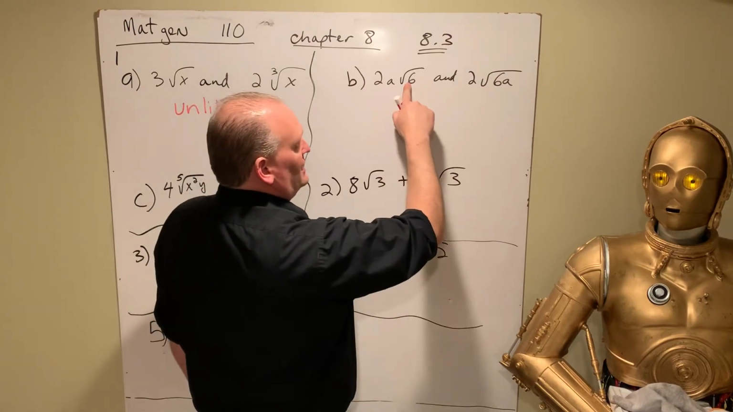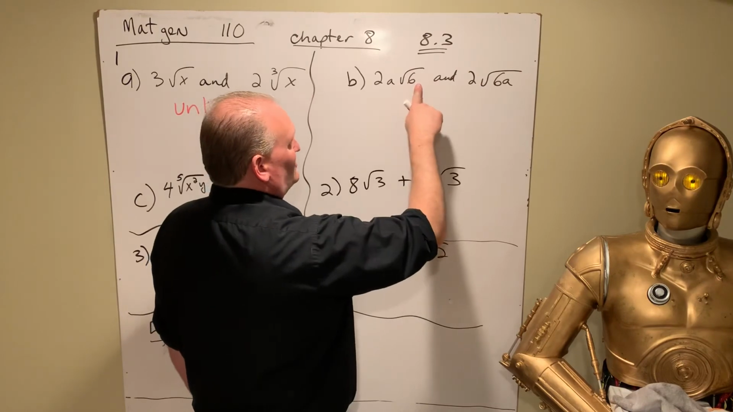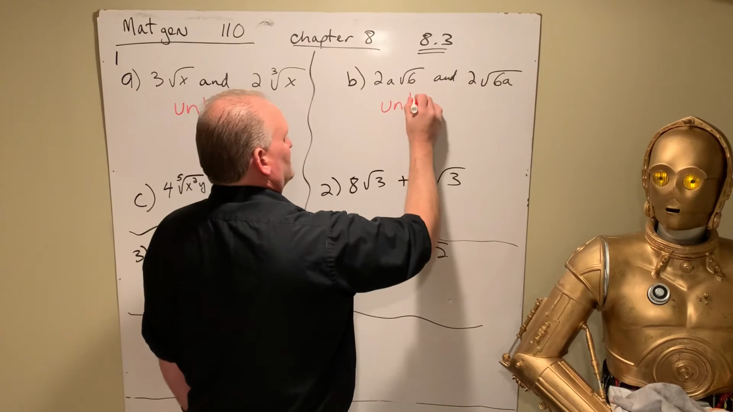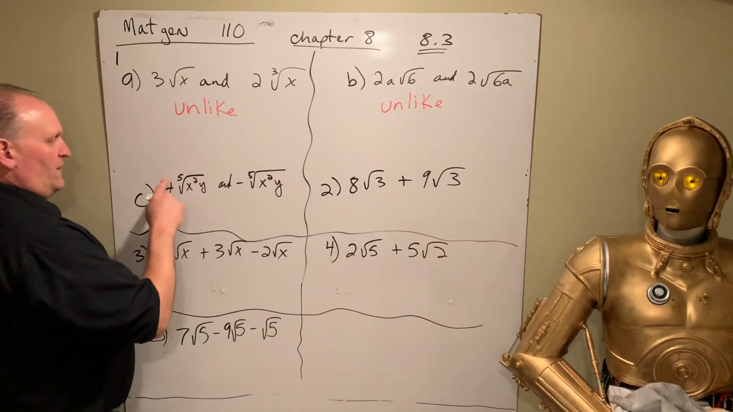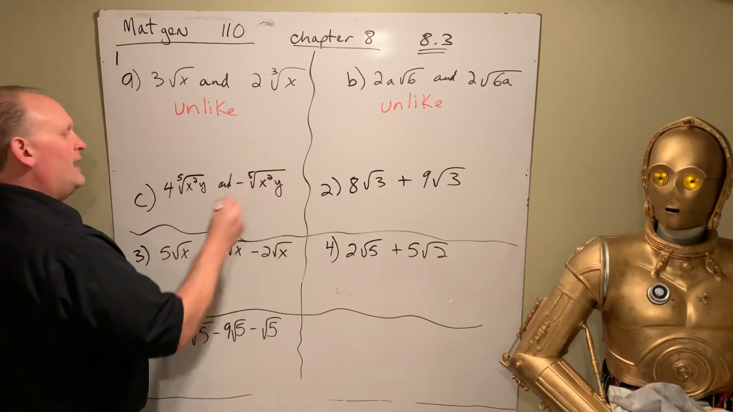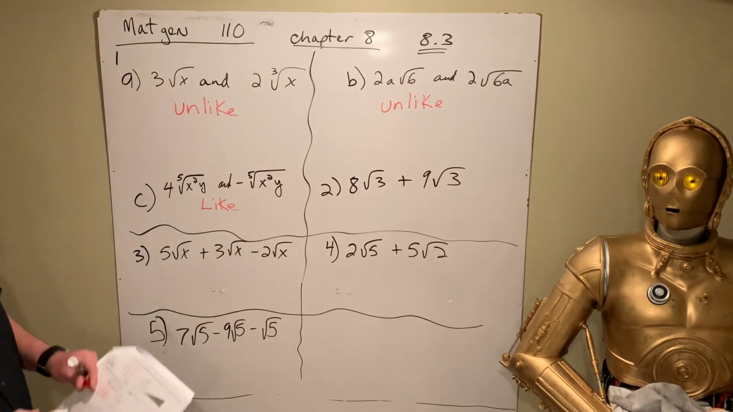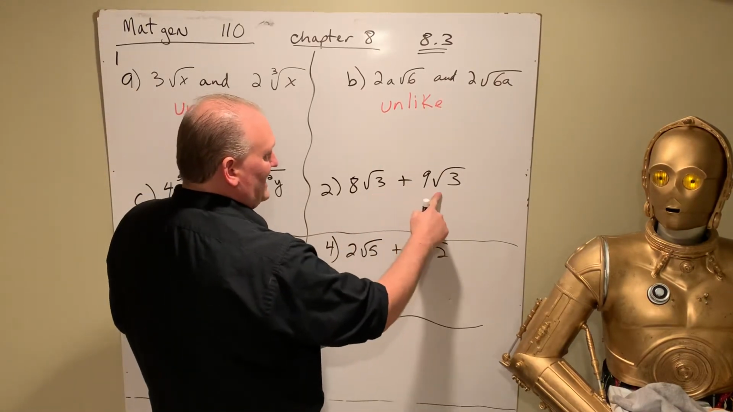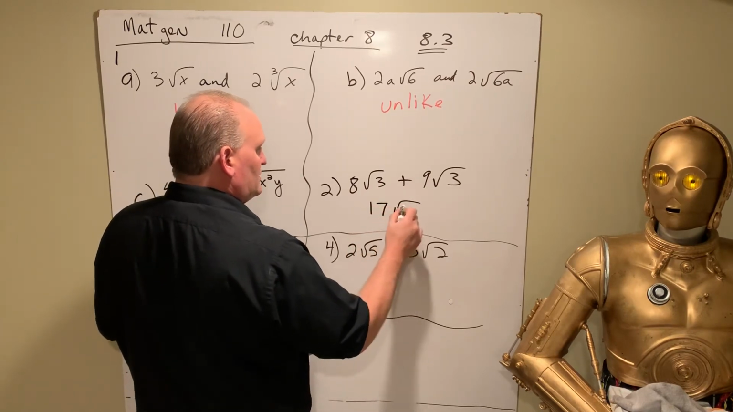2a square roots of 6 and 2 square roots of 6a. See, the a isn't under the square root sign in here, and it is there, so those are unlike terms. 4 fifth roots of x squared y and negative 1 fifth roots of x squared y. Finally, like terms. So those we could add together. And speaking of adding together, look, we have 8 square roots of 3 plus 9 square roots of 3. So we make that 17 square roots of 3.